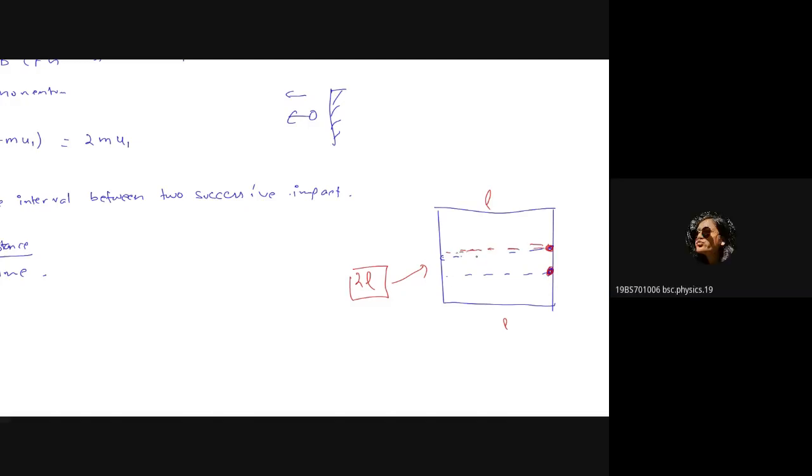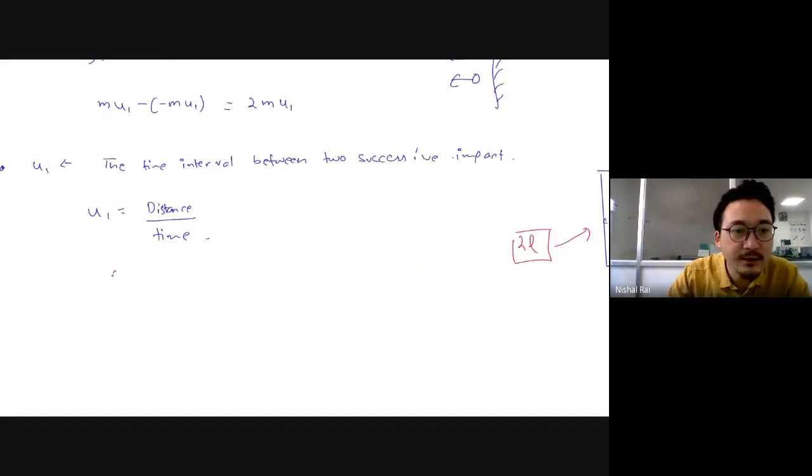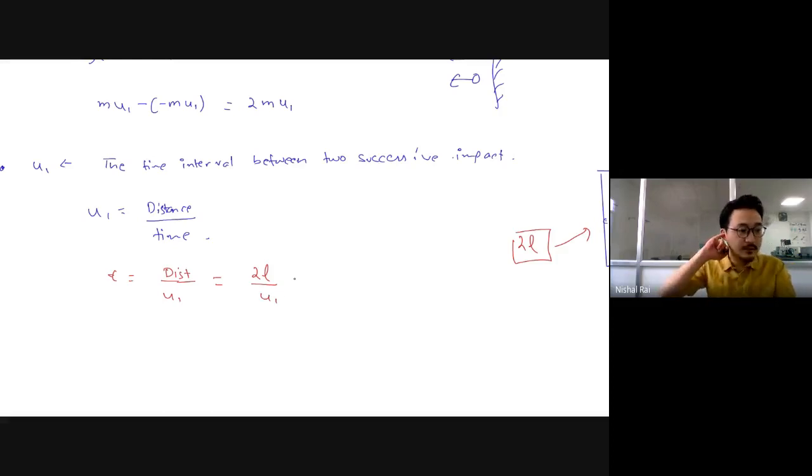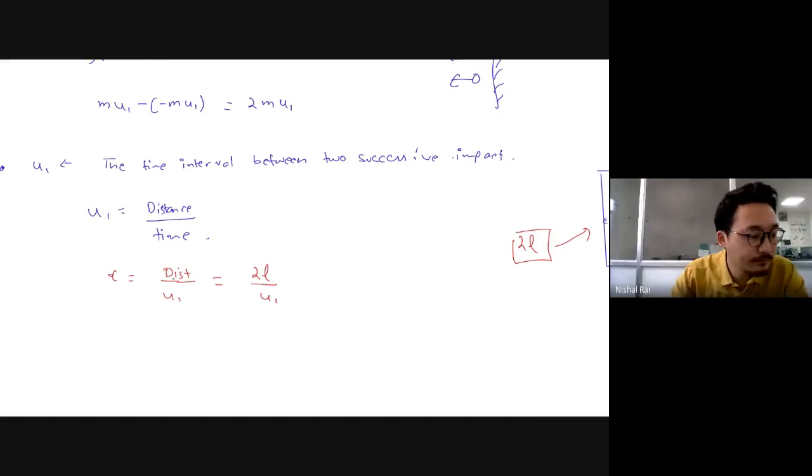So the total distance traveled is 2L, and the time is equal to distance traveled divided by u1. Distance traveled is your 2L, and this is your u1. Is it clear?